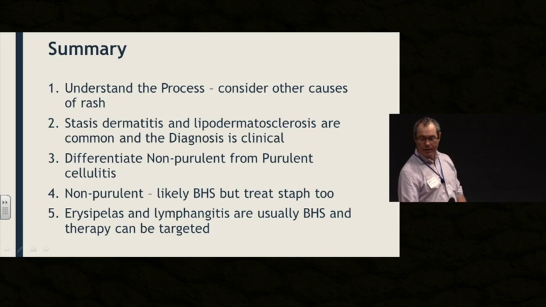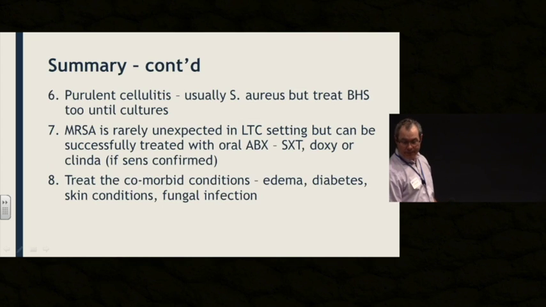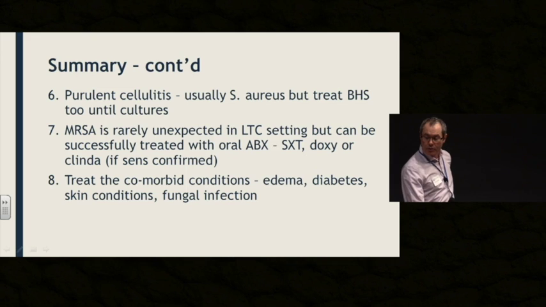If it's non-purulent, it's almost certain to be beta hemolytic strep. Erysipelas and lymphangitis are types of non-purulent that are usually beta hemolytic strep, and you can really target therapy in those conditions. Purulent cellulitis is usually staph aureus. MRSA isn't that common, but you're going to encounter some of it, and you might have to think about it, and you might have to choose antibiotics. But the good news there is that there are some excellent oral antibiotics for treating MRSA available to you, particularly Bactrim, Doxy, or even Clinda if you know sensitivities.